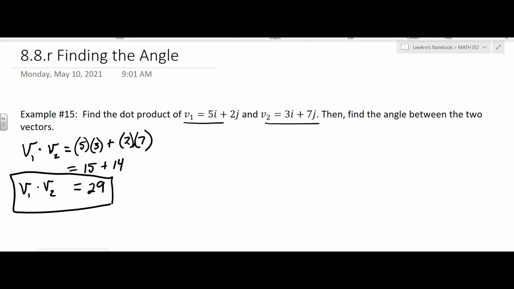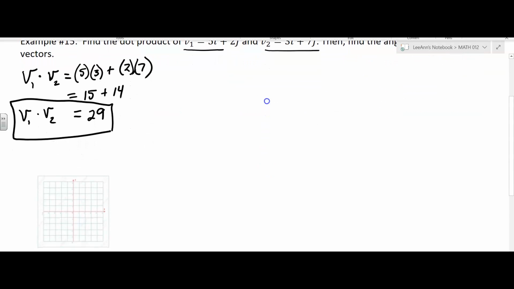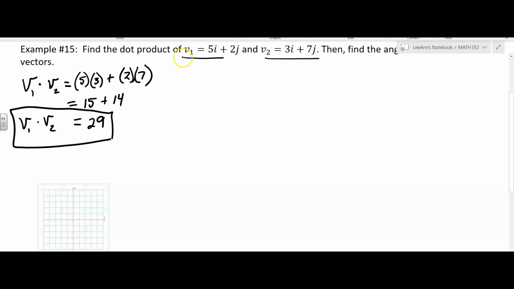So let's draw a picture of what's going on. Vector 1 is 5, 2. So it's going like out here, and that would be V sub 1. Vector 2 is 3, 7. So it's like, I don't know, not quite that high probably, but up here someplace. What we're trying to find then is this angle theta between vector 1 and vector 2.